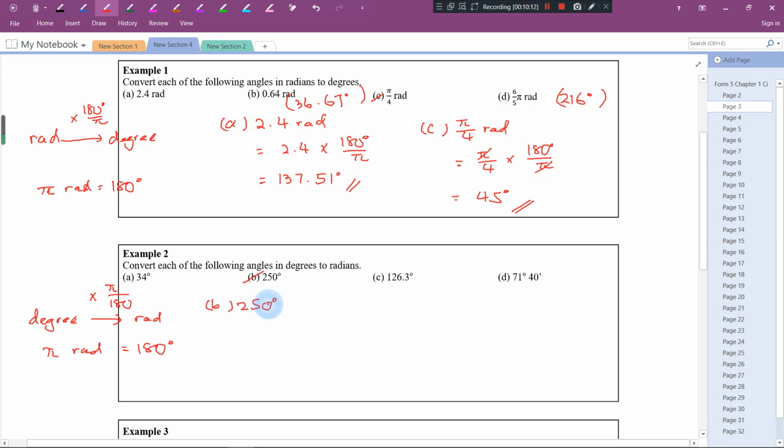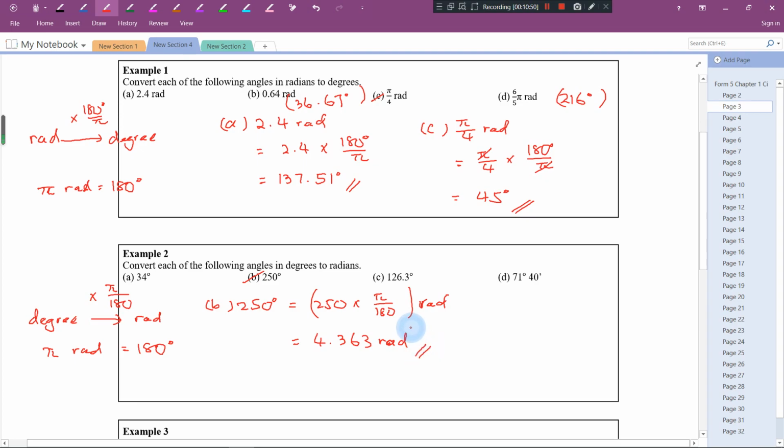Okay, now let's try B. I have 250 degree. I want to convert to radian. Take 250 degree, correct? Okay, so I want to convert to radian, times pi over 180. Okay, now it becomes radian. 250 times pi over 180. So when long decimal places, I just round off to 4 significant figures. Then it will be 4.363 radian.